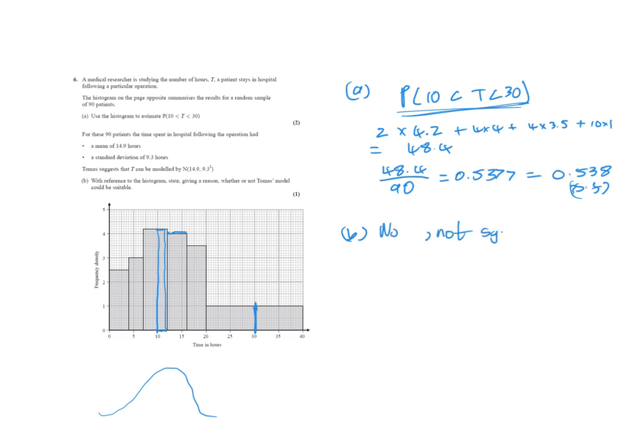it's not symmetrical. And interestingly, that was really badly done. There's people talking about continuous data, all that sort of thing. Well, it is continuous data. That's not the issue there. The issue is the fact that we want symmetry of our distribution to even start thinking about modelling with the normal distribution.